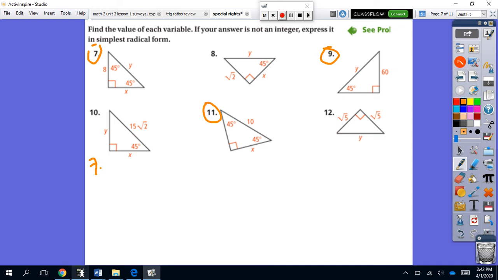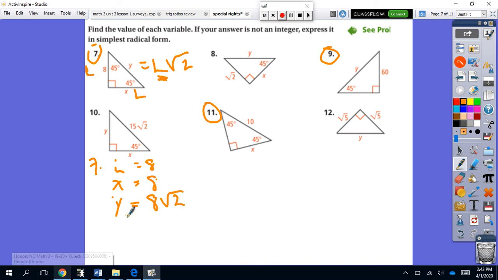So number 7, I know the legs, and I'm looking for the hypotenuse. And that's L square root of 2. Well, x is equal to L, and L is equal to 8. So x is 8, and y is going to be 8 square root of 2, because I plugged that 8 in here. So that's your answer. X is 8, and y is 8 square root of 2.